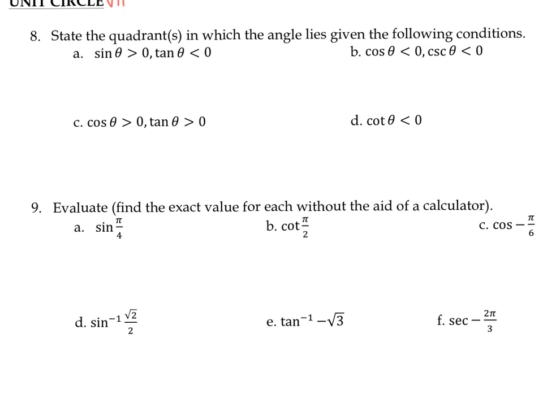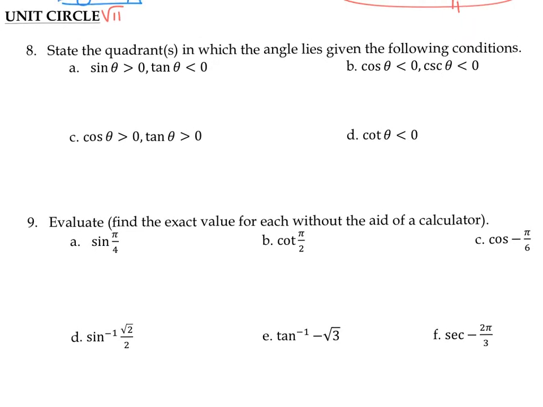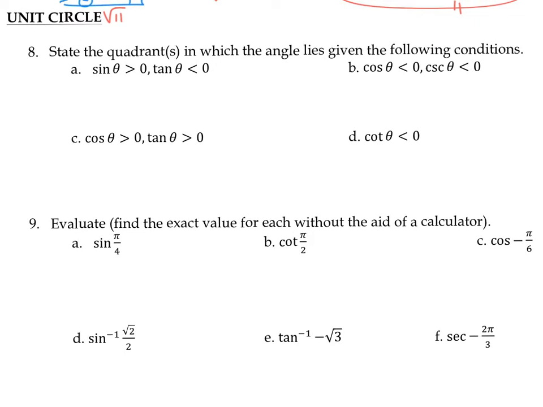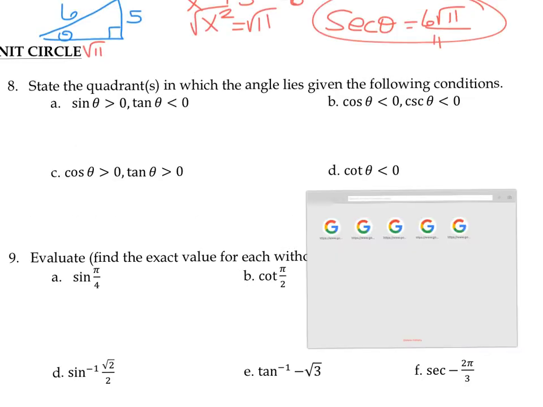So 8 and 9 relate to the unit circle. This is really where you want the unit circle to be memorized. But if you don't have it memorized, you can go ahead and pull up a unit circle. Hopefully you can see that I just pulled up a browser over here with the unit circle on it. If not, don't stress out about it. It's just the picture of the unit circle.